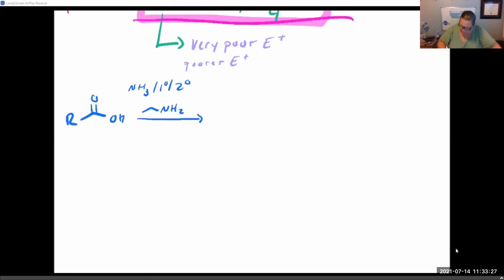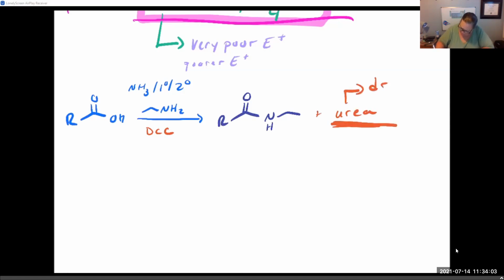And we're going to use a catalyst called DCC, and we're going to get substitution. The DCC will give us urea as a byproduct, which is the driving force of the reaction.